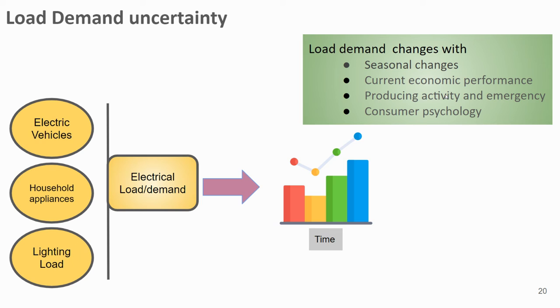Load demand uncertainty. Load power is highly dependent on time, including the deterministic and stochastic parts. The increase in proportion of controllable loads, such as EV, will increase load demand uncertainty in VPP. Load demand not only fluctuates with seasonal changes, but is also related to consumer psychology, current economic performance, producing activity, and emergency. It will make the uncertainty characteristics of the load demand more complicated.